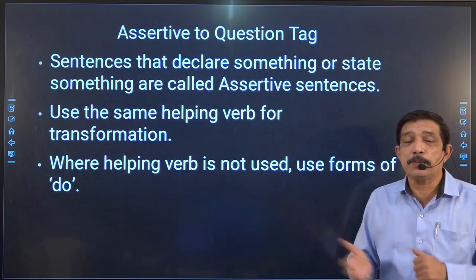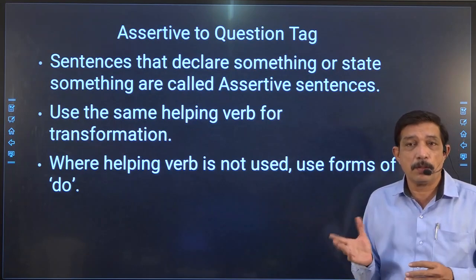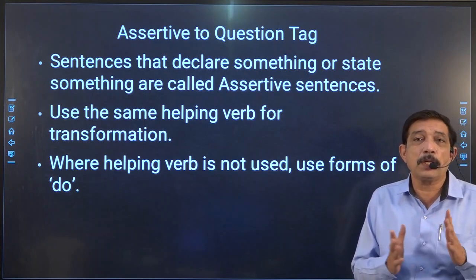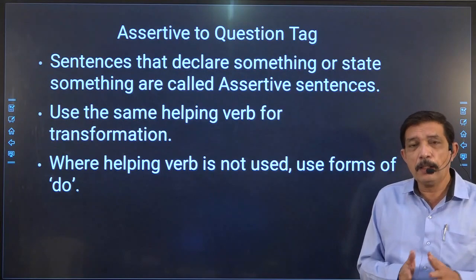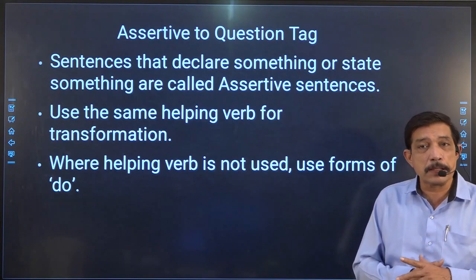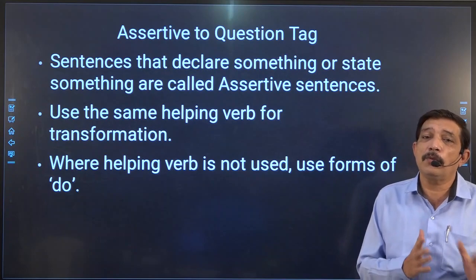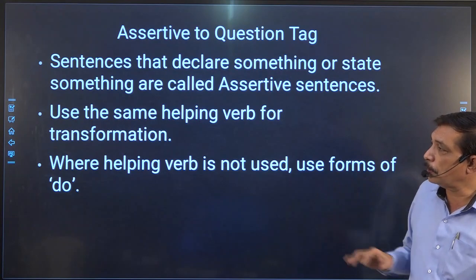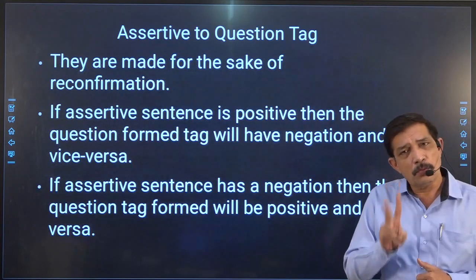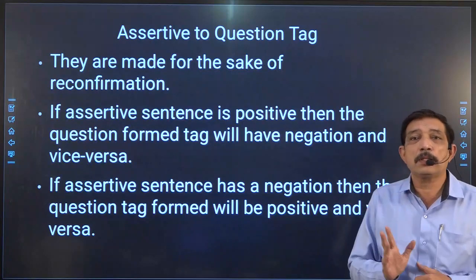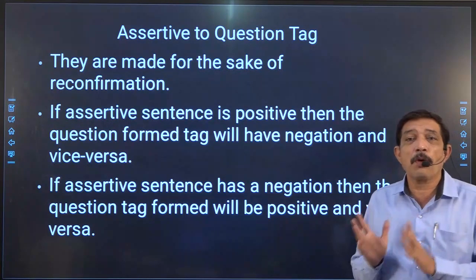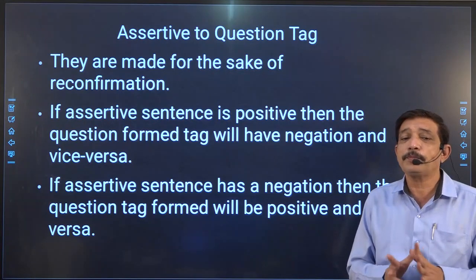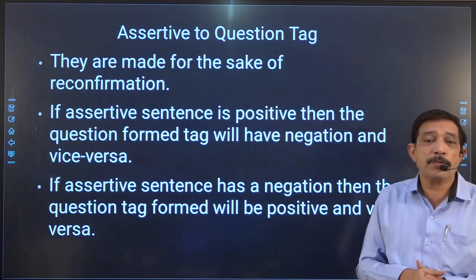Done is the past participle, right? So we are not going to use that right now. We are just going to use the three forms of do, that is do, does, and did. Depending upon the tense used in the sentence, we make the change. If there is no helping verb, we use any of the forms of do, right? Now let us go to the next rule. There are only two rules applicable for either interrogative or the question tag. The third rule is not there.